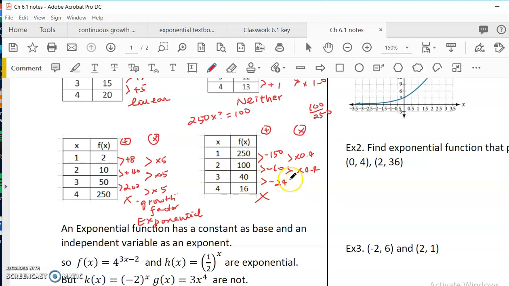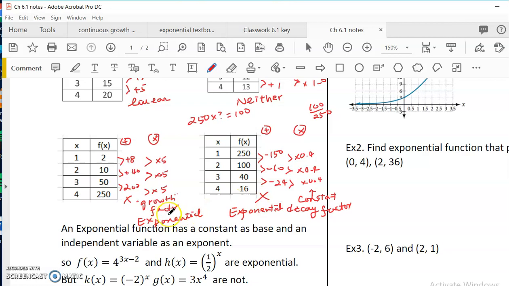So they multiply by the same number. It's not a negative number, but you multiply by a fixed number. So it's a constant factor. It is not growth, we call it a decay factor. But it is the same decay factor. It's the same number, so it is still exponential. This is called the exponential decay function.